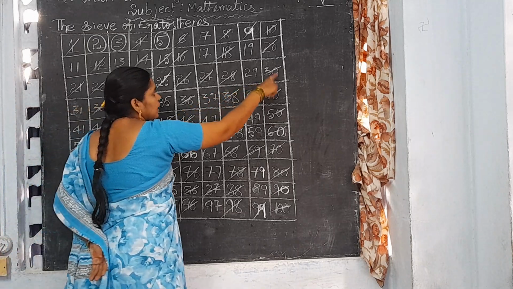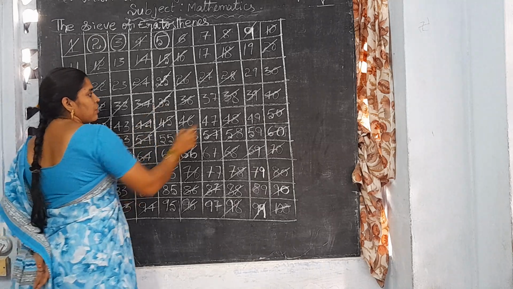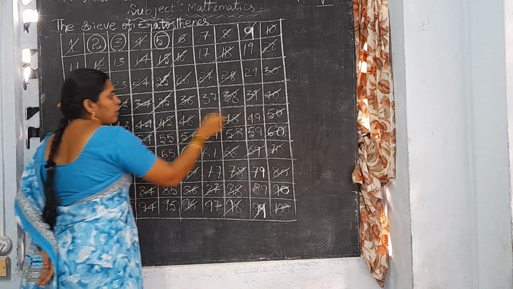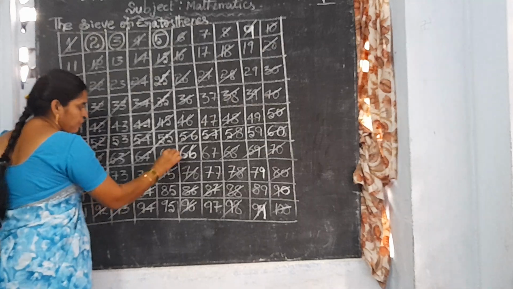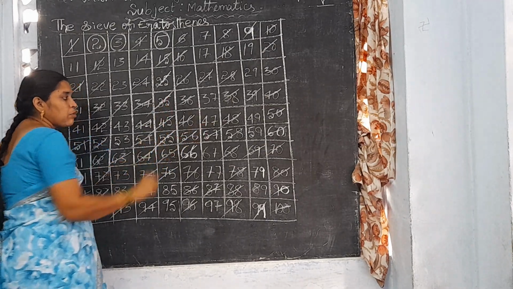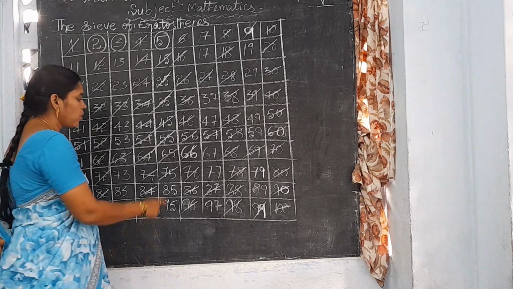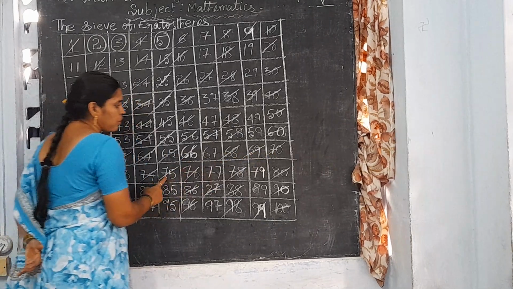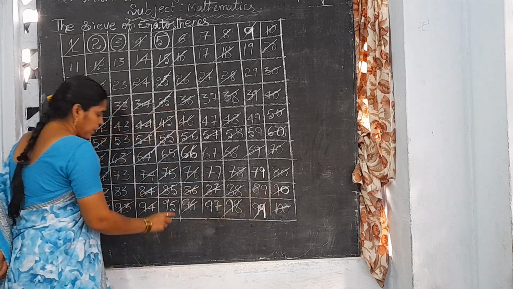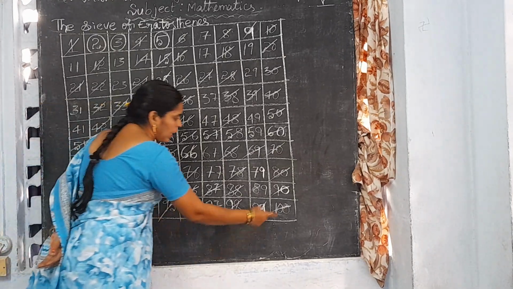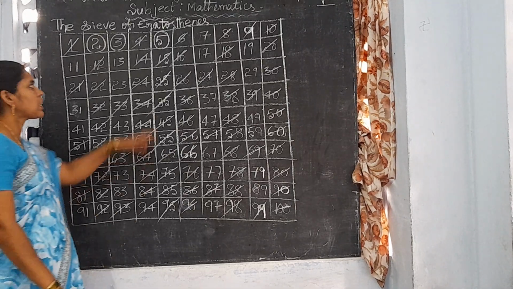Same way 30 already struck, 35, 40, 45, 50, 55, 60, 65. Why am I cancelling these numbers? Because for all these numbers 5 is a factor. 70, 75, 80, 85, 90, 95, 100 already struck off. Okay? Now 6, no need to check the 6.